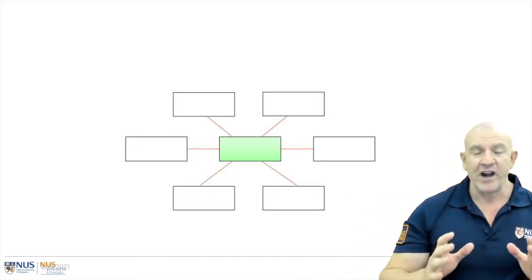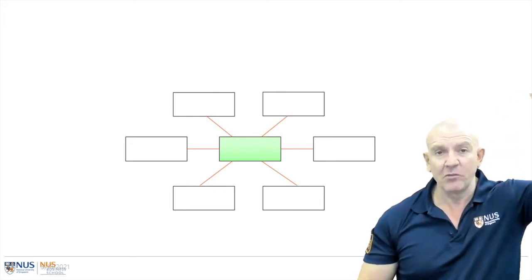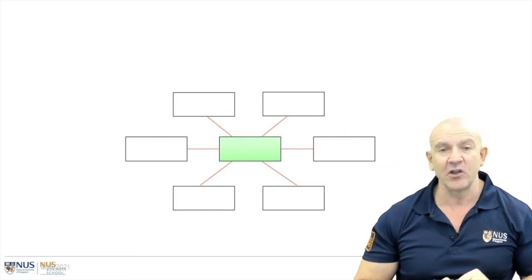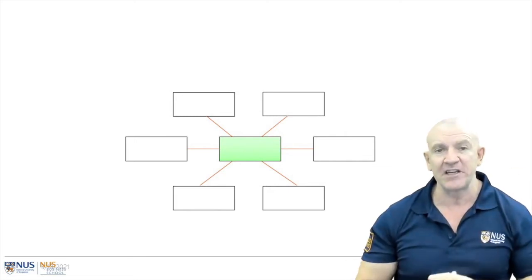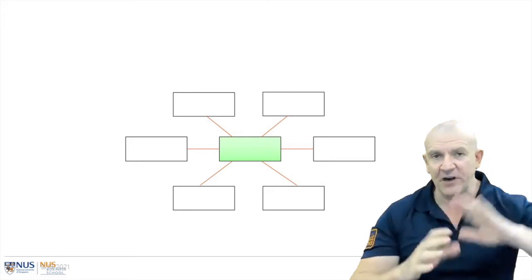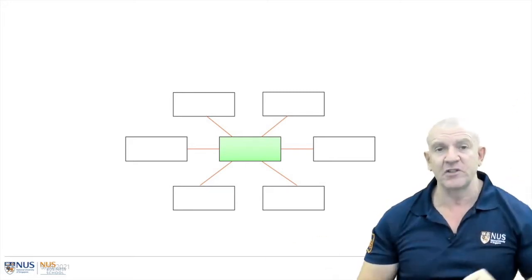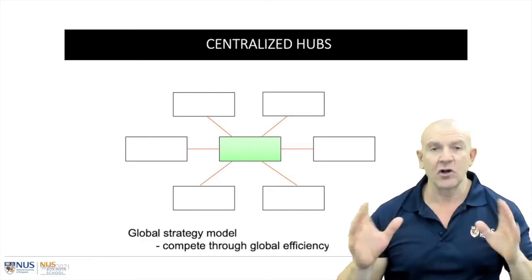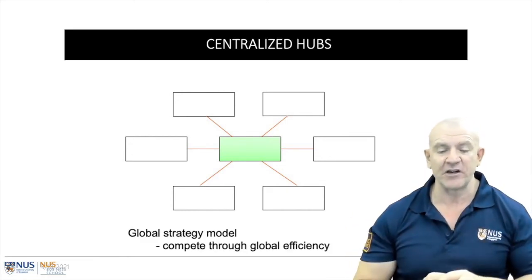If we have a model where there's a slightly higher need for global integration, but still not a lot of need for local responsiveness, in other words, a fairly flat world, not too spiky, but with some spikes in it, then we get to the idea of what we call centralized hubs. And this is the global strategy model.